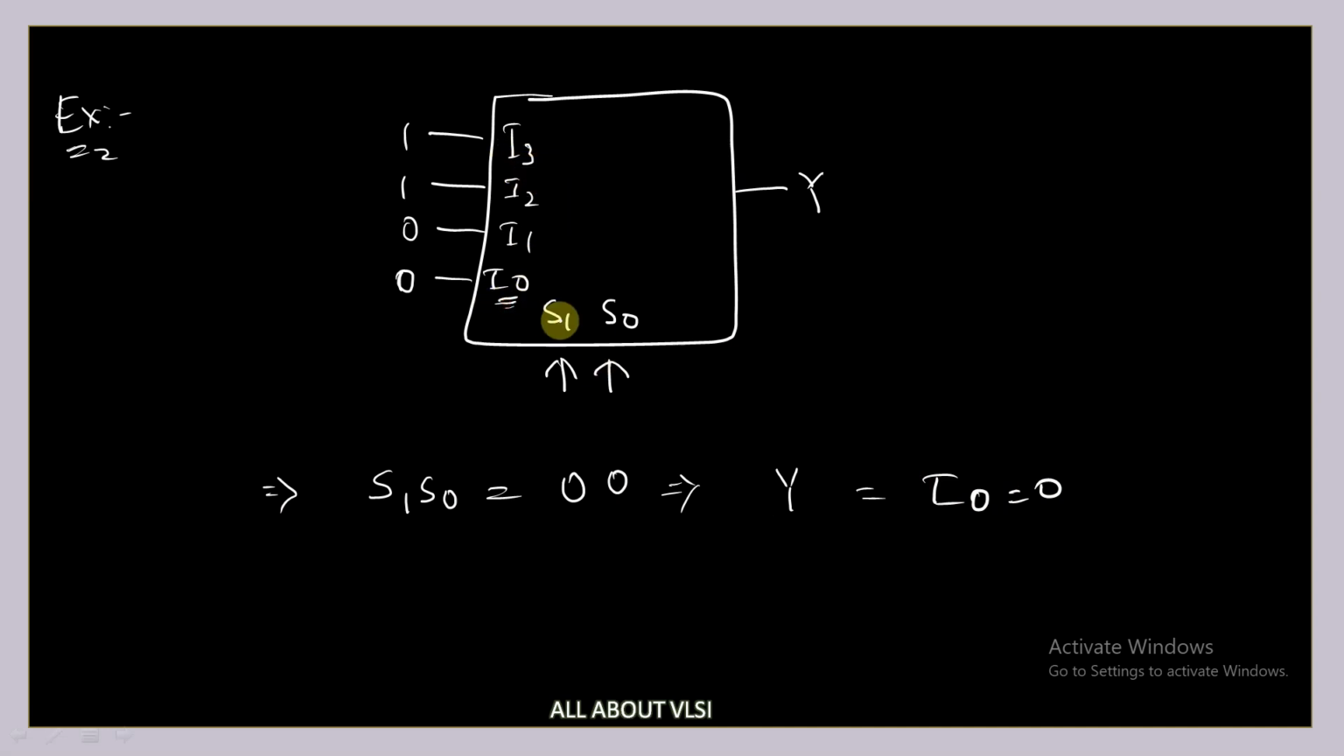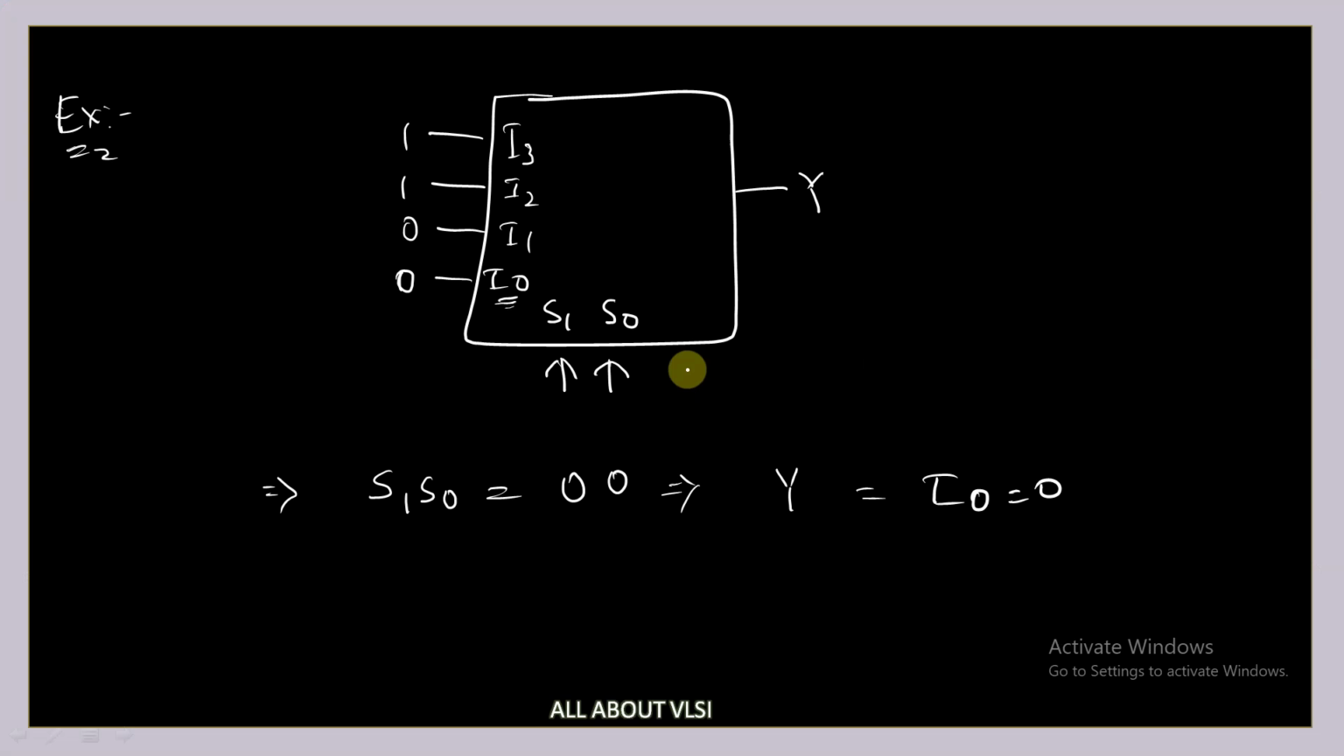If we are applying S1 S0 equal to 0 0, we are going to consider the I0 pin input. And if S1 and S0 are 1 1, we are going to consider the I3 pin input. This we should be careful about, because while solving the problems they might reverse the order. I will show you while doing the problems.